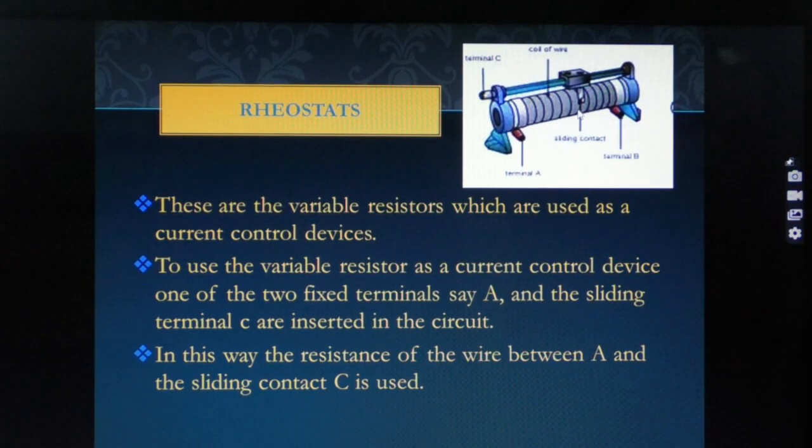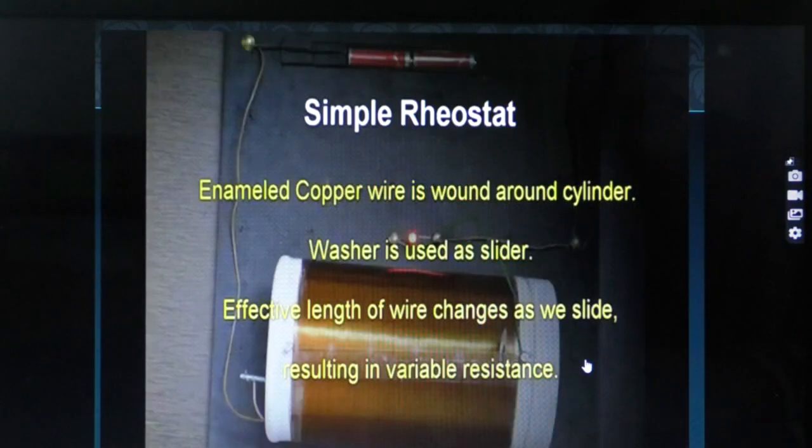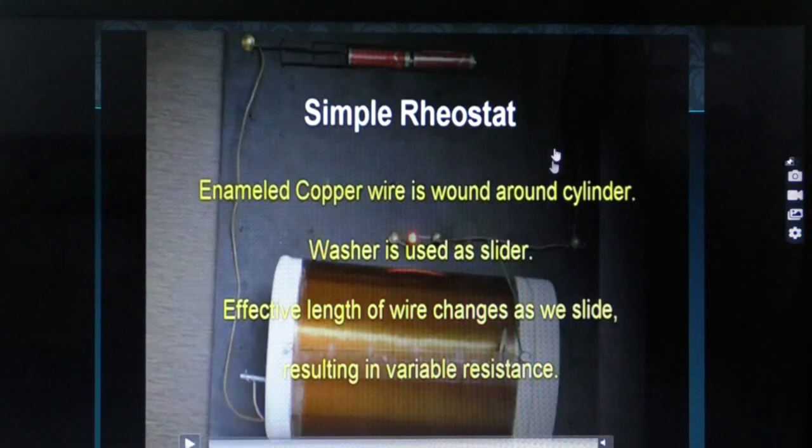When the sliding contact C is shifted towards A, then the length of the wire decreases. This decreases the resistance of the conducting wire. Adjusting the resistance in the circuit controls the current in the circuit. This is the making of a simple rheostat. Enameled copper wire is wound around a cylinder. A washer is used as a slider, and the effective length of wire changes as we slide, resulting in variable resistance.